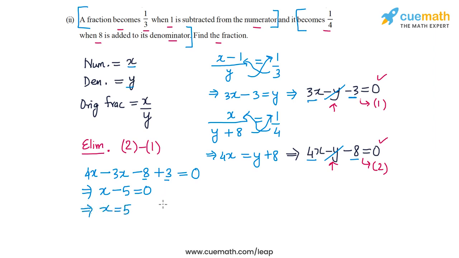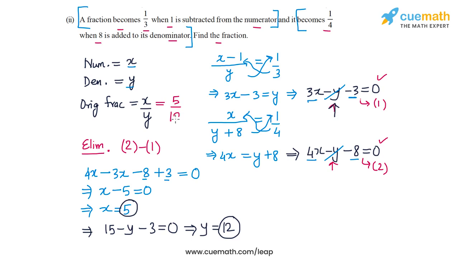And now we can use this value of x in any of the two equations and get the value of y. So let's substitute this value of x into the first equation. So we get 3x, so that's 15 minus y minus 3 is equal to 0, and this gives us y is equal to 12. So we conclude that the original fraction is x over y, which is 5 over 12, and we can verify that our answer is correct.